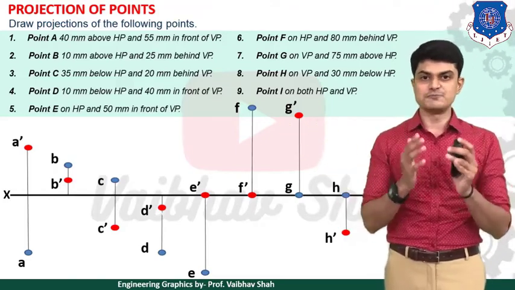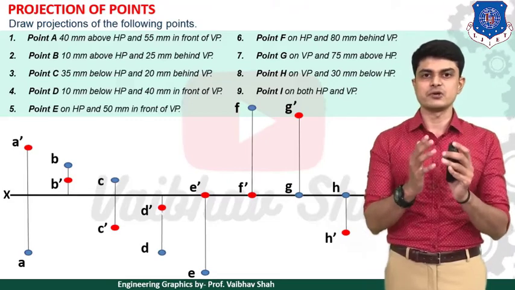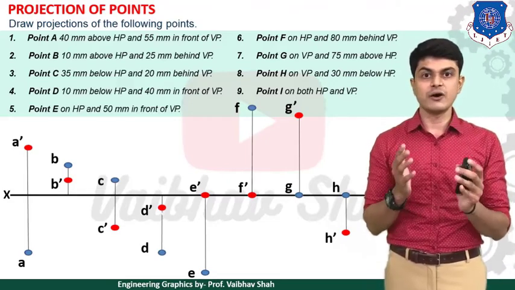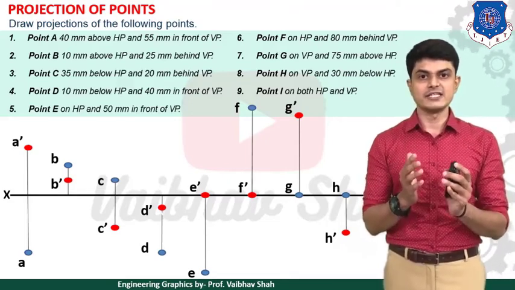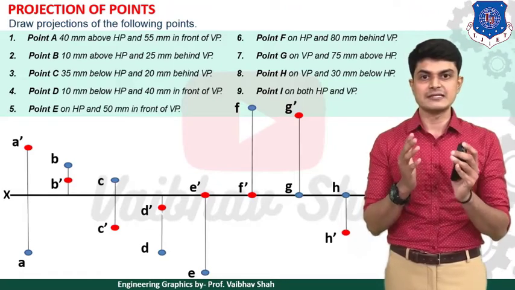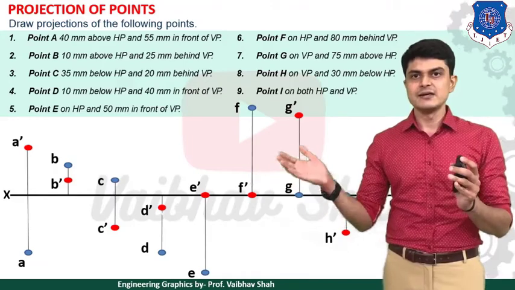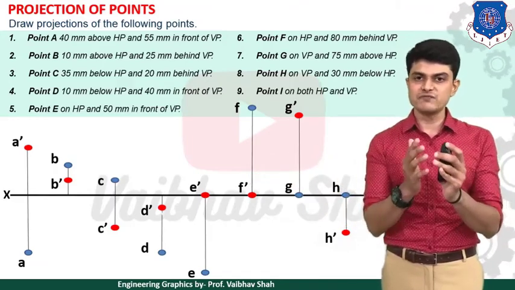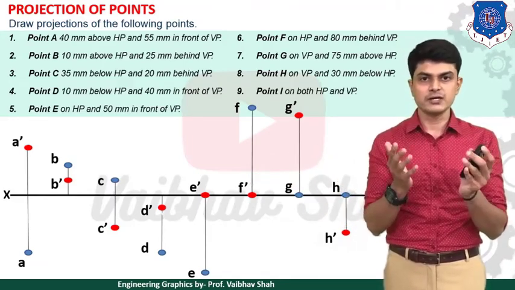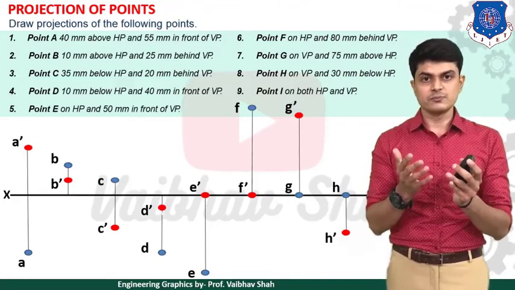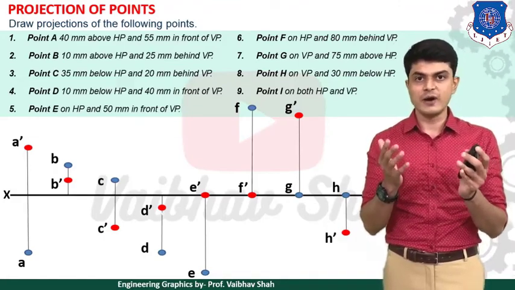Point E is on HP and 50 mm in front of VP. On HP means what? On XY line itself, and with respect to HP means what? We'll be having the answer with a dash. So your point E dash would be on XY line, and now 50 mm in front of VP. So in front means what? Below XY line. So point E dash would be 50 mm below XY line.